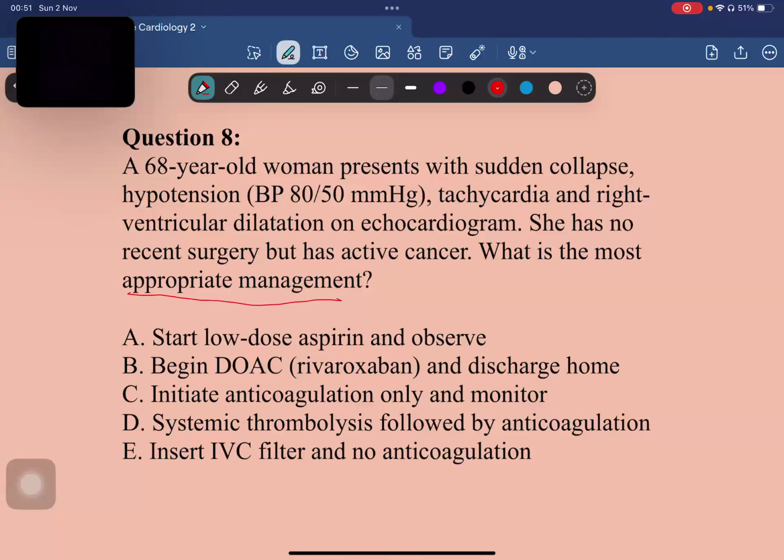This is why we have to be very mindful about what they're asking. It's not the next step, it's not about any diagnosis they're asking, but it's the most appropriate management they're asking.